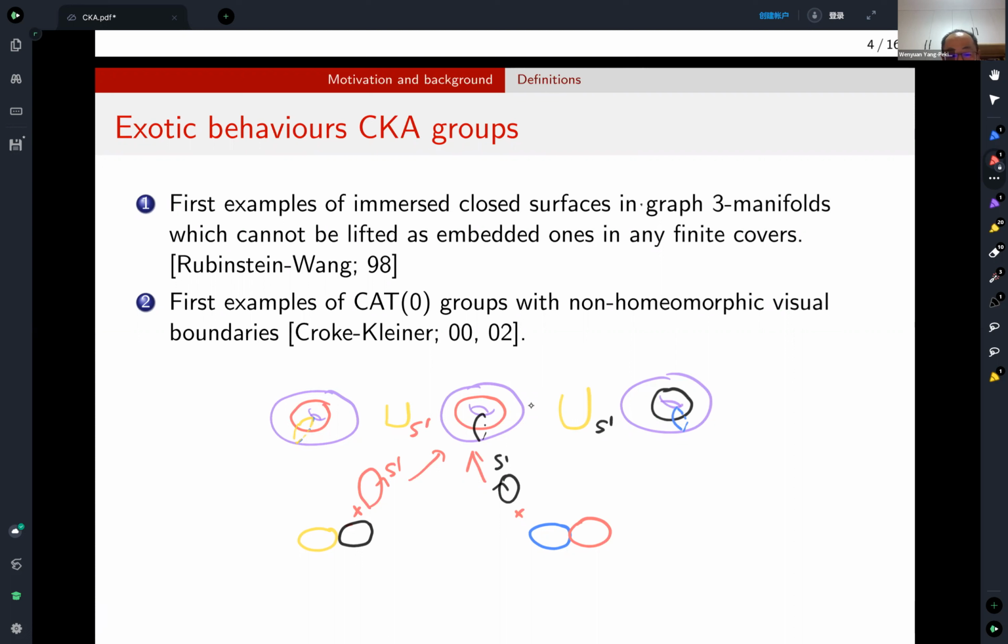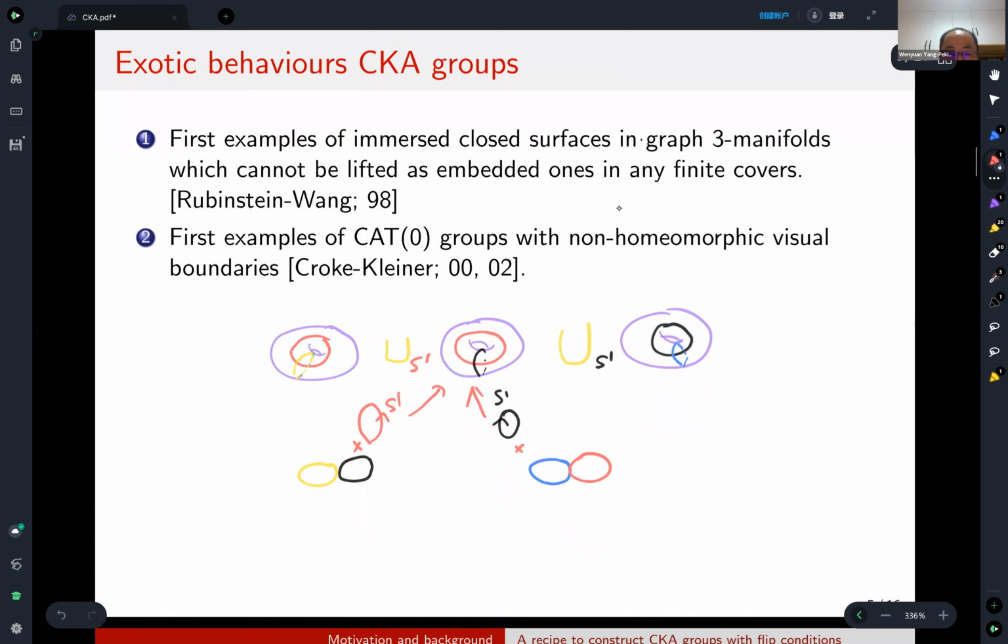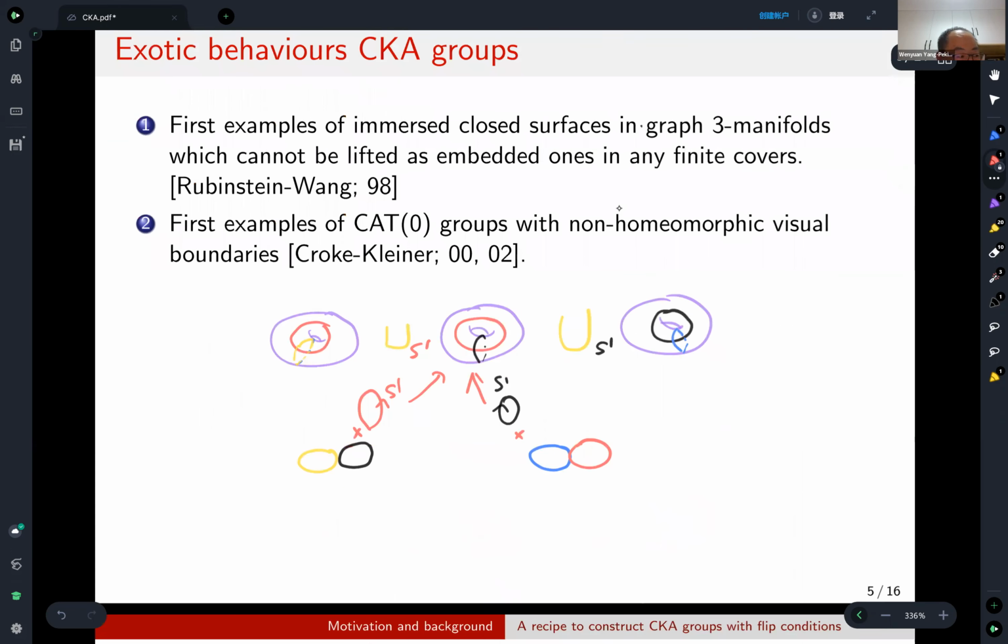We take this free group cross S1, cross Z, and free group cross Z. We get this example of Croke-Kleiner. So these examples show some exotic behaviors of CK groups. But in this talk, I will focus more on some more regular, more positive behaviors of these groups.